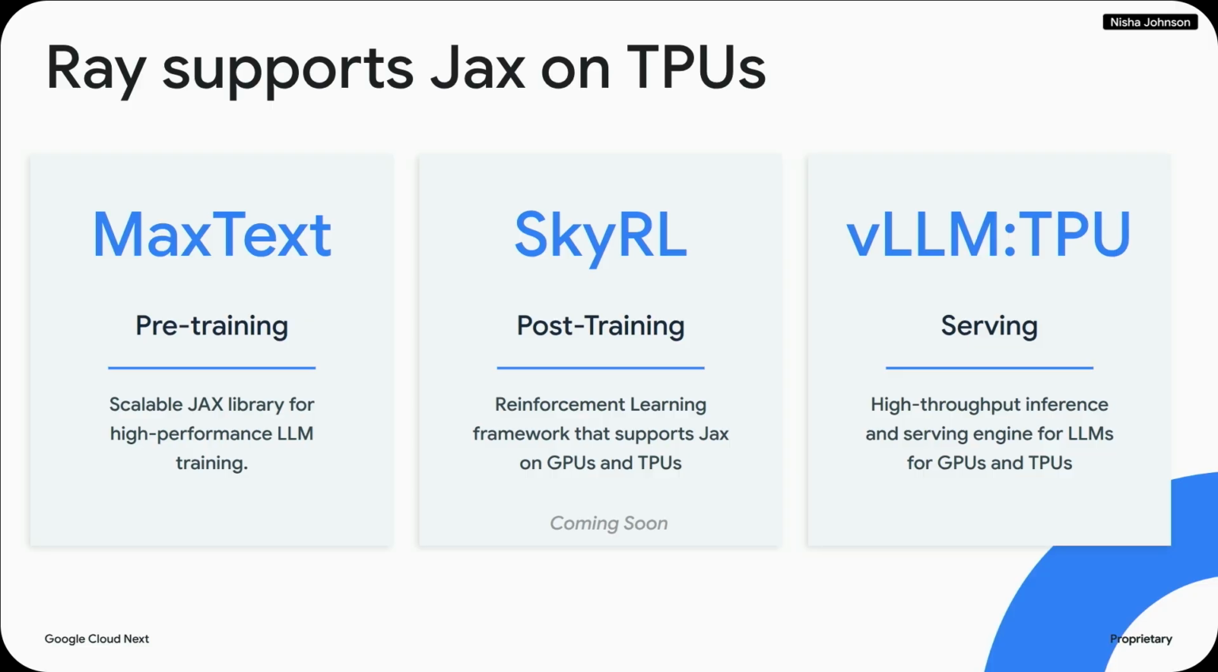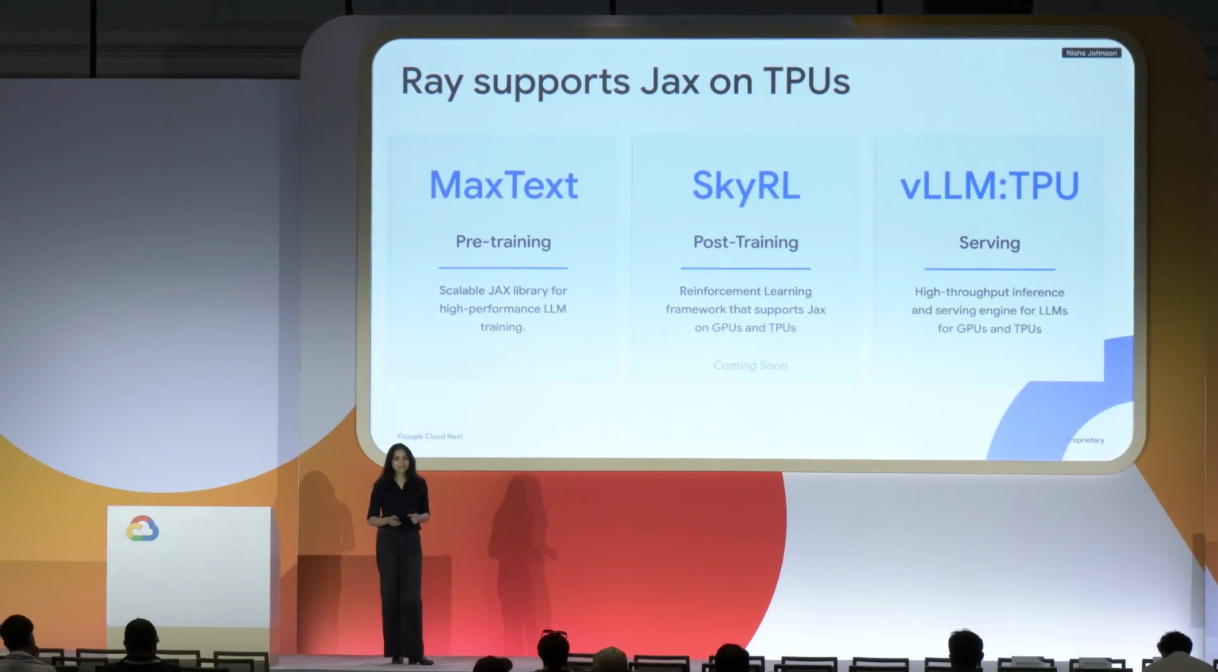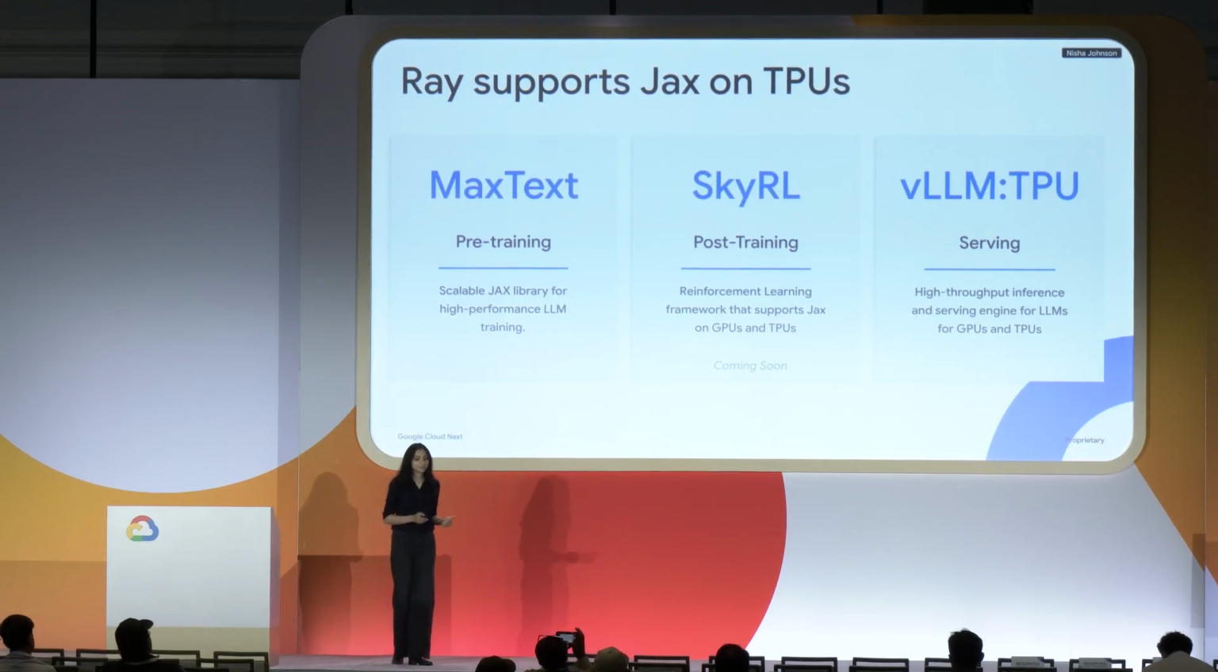TPUs are powered by the JAX ecosystem, and Ray supports these frameworks natively. You have MaxText for scalable pre-training, SkyRL for post-training, and vLLM for high-throughput serving. SkyRL already supports JAX, with support for Ray and JAX coming up in a few weeks.